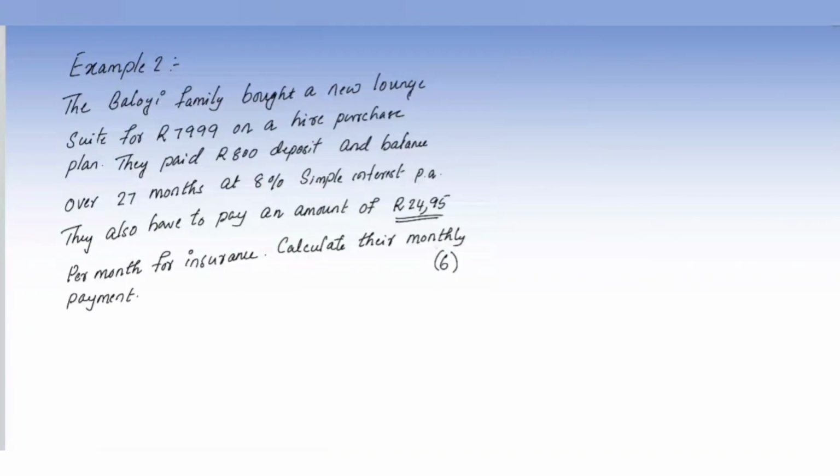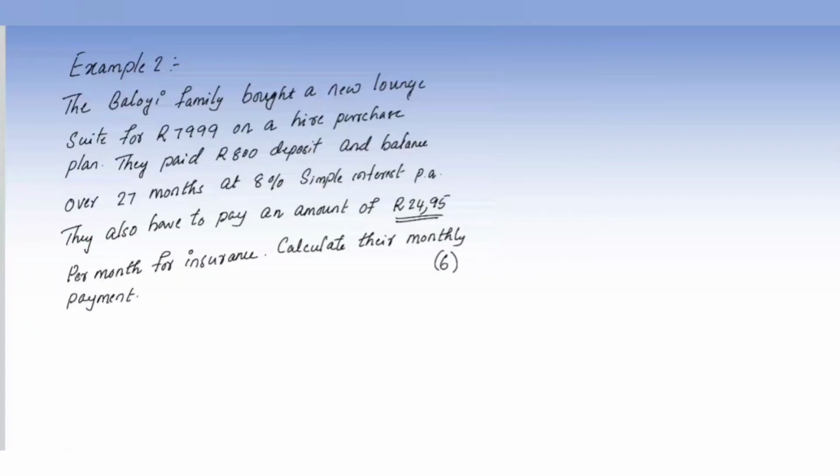So you have to include, after calculating, the actual monthly payment. Okay, you have to include 24 rand also together with the actual monthly payment. Sometimes it can come like that. It's just optional. Sometimes insurance is not there. If insurance is there, you have to consider that also.